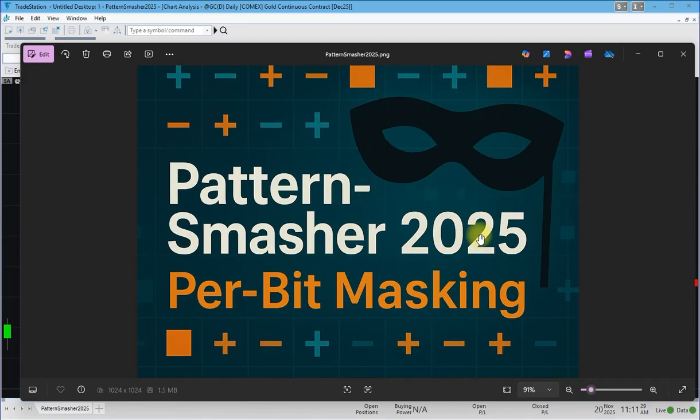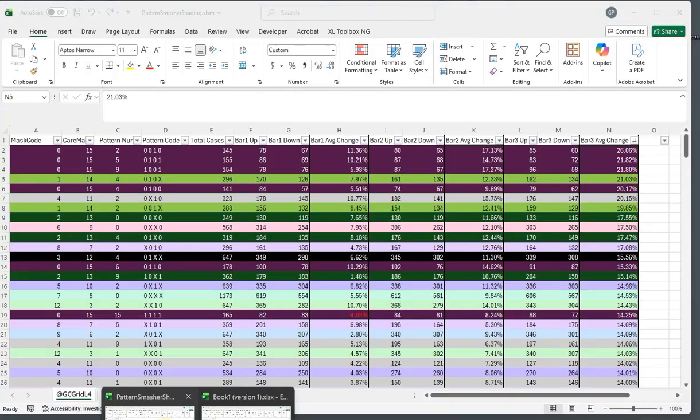But before I get into it, I do have a video on YouTube on how to use PatternSmasher 2024, and you should probably check that out. I'm going to give you a brief intro into the concept of PatternSmasher, and then I'll build upon that, and we'll go on to what makes 2025 so special. Let's jump in first and discuss what PatternSmasher is.